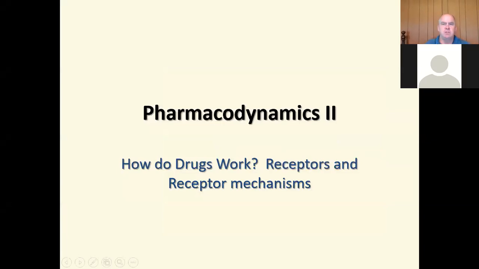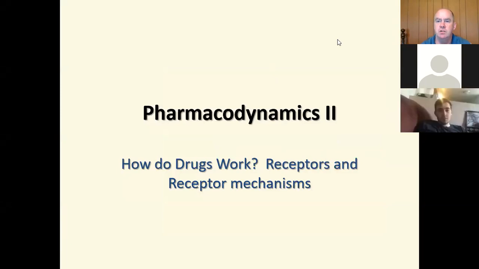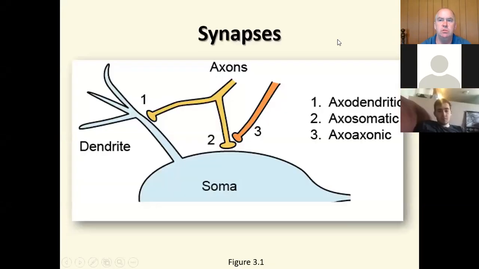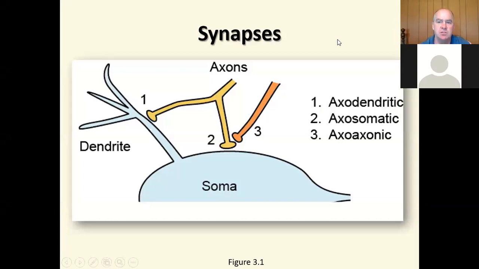Pharmacodynamics 2. Wait, is this right? Yes, it is. It's the third chapter, but it's pharmacodynamics 2. So this is going to be really where we'll see how the drugs are actually interacting with cells when they're in the body. So it's all about synapses. All our work's going to be in synapses. So first thing to know is what kinds of synapses there are.